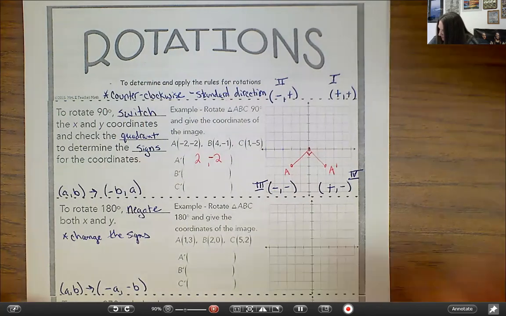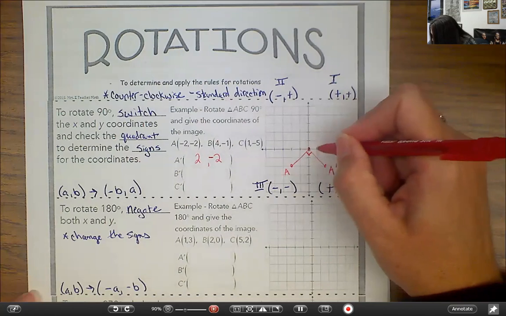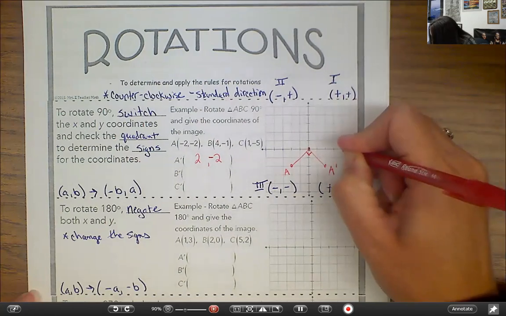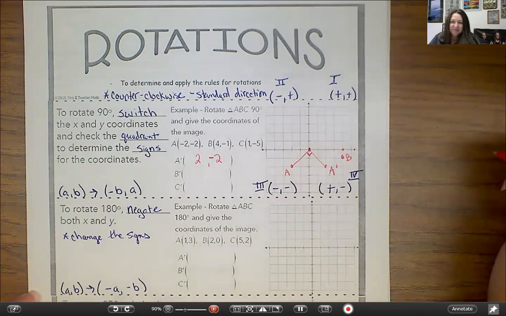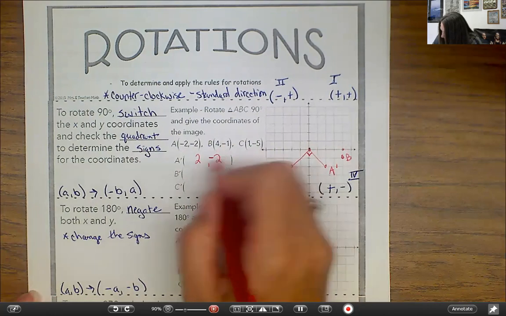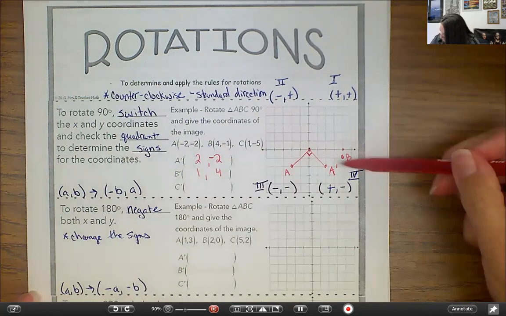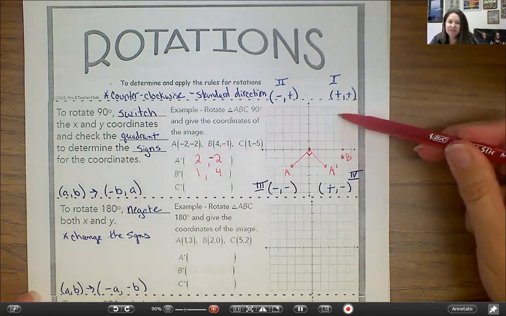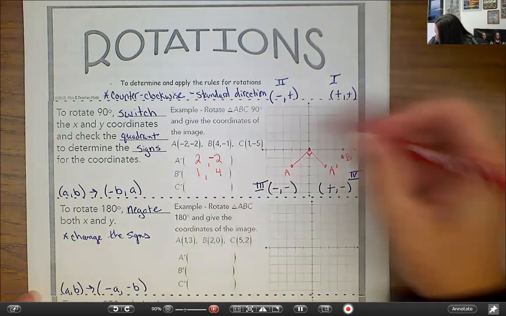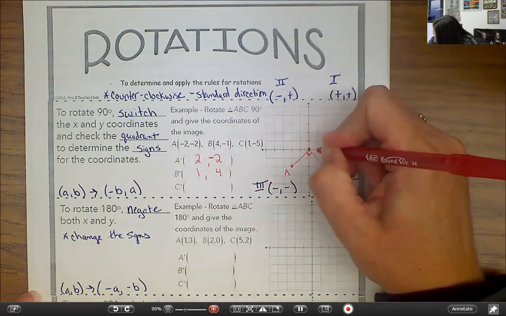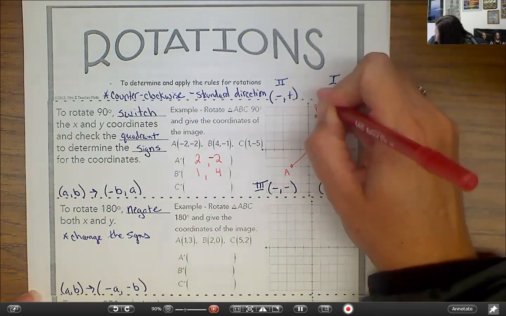Okay, so let's try with another one. B is at 4, -1. So there's B. All right, we're going to switch those. So I'm going to put 1 and 4. And now B was in the 4th, so it's going to move to the 1st, which means both coordinates should stay positive. So B prime will move to 1 and 4. There's B prime.